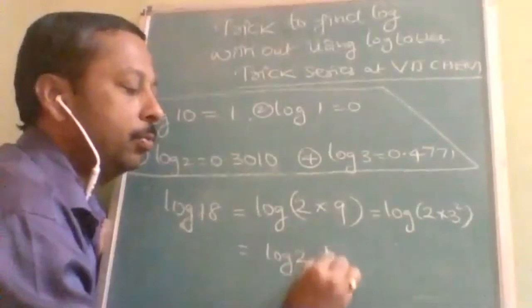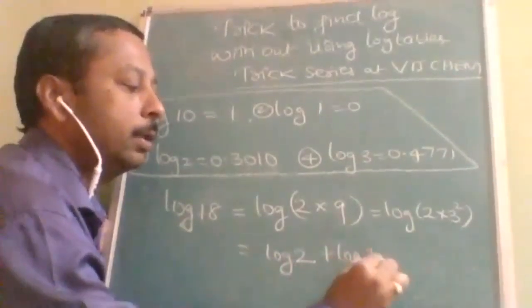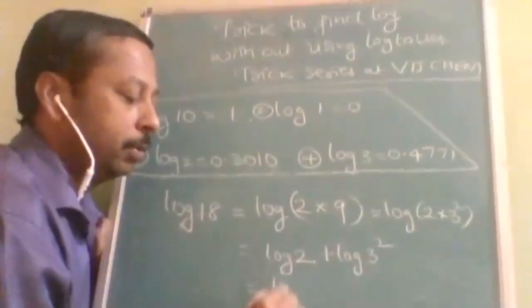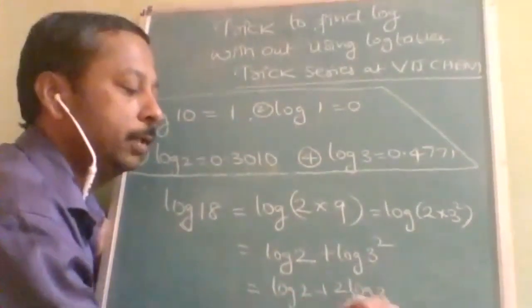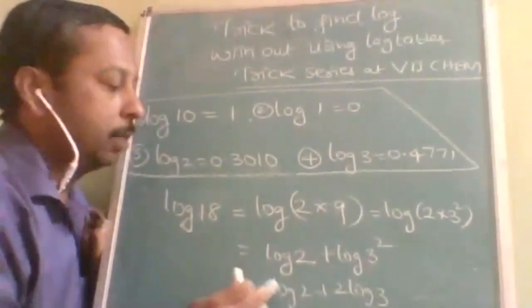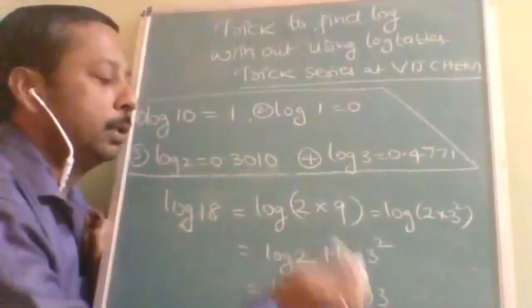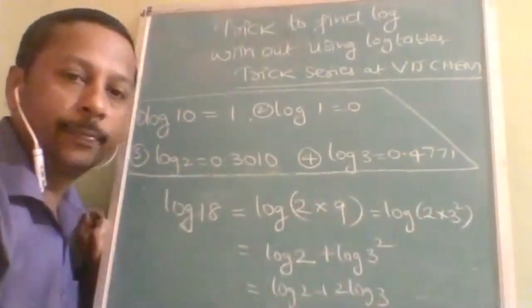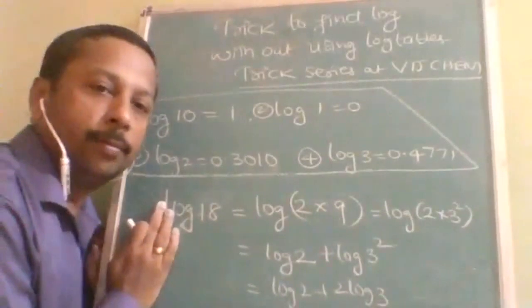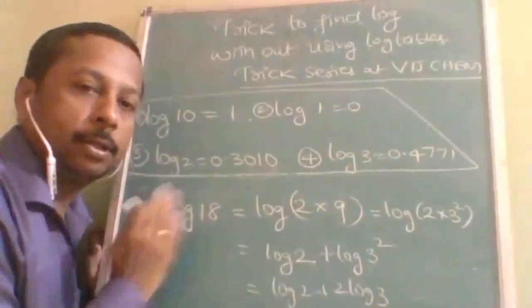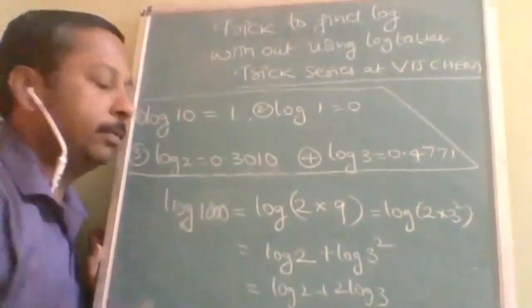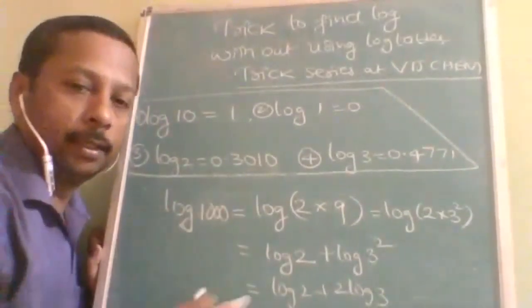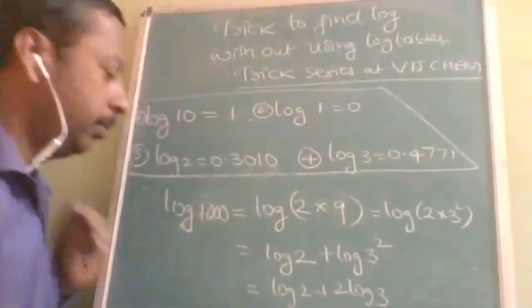So now here this multiplication is there. So log 2 plus log 3 square. Log 2 I already know, and this can be written as 2 log 3. So substitute log 2 here, log 3 here, and you will get the answer. So any big number, any small number, suppose some big number, I will take it as 1,000. I think this answer is understood.